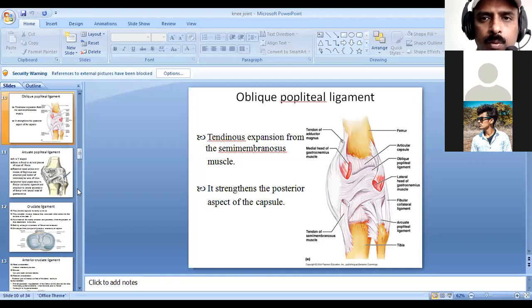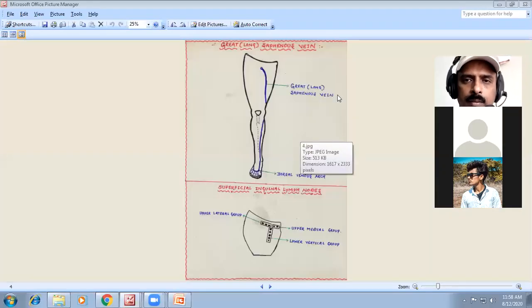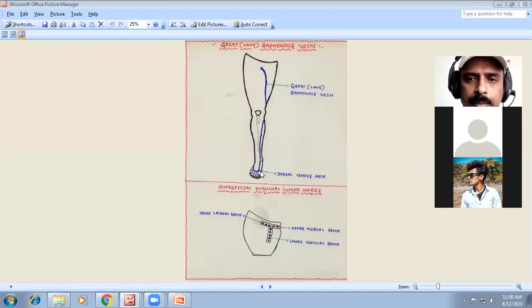And one more thing you have to remember is the great saphenous vein. I have already shown you this diagram in my lecture. The great saphenous vein begins from the medial end of the dorsal venous arch, runs upwards in front of the medial malleolus, runs along the medial border of the leg, passes behind the knee joint, inclines forwards in the front of the thigh region, and opens into the femoral vein at the saphenous opening.